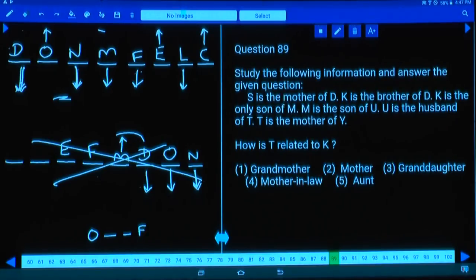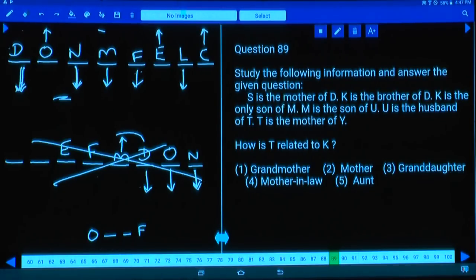Now, what is given in this one, 81 to 91? S is the mother of D, it is based on blood relations. S is the mother of D, K is the brother of D, K is the only son of M, M is the son of U, U is the husband of T, T is the mother of Y.